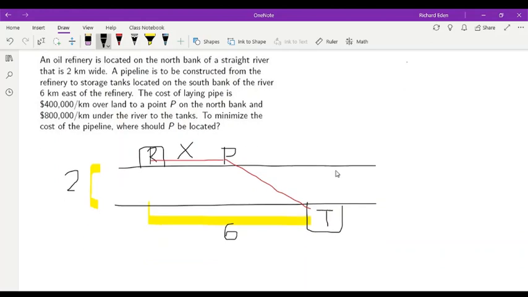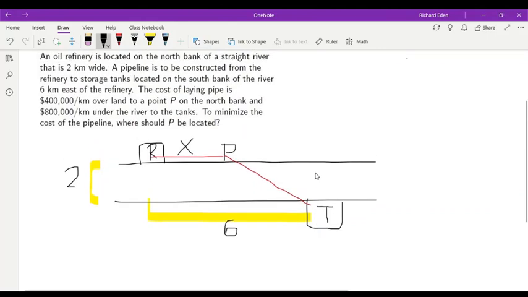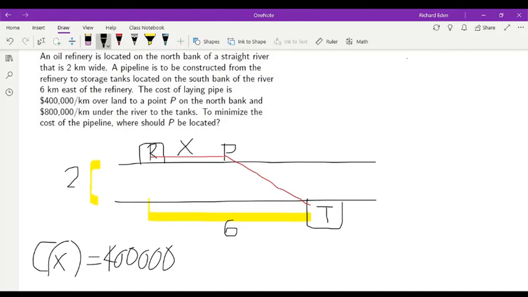And how that's going to help us as far as the cost is concerned is because then from R to P, if that's x kilometers, and it's $400,000 per kilometer overland, then part of the cost, C, which depends on x, the location of P, is equal to 400,000 times x. We still have to add the cost of the pipe system from P to T. So for that, we need to know the length of segment PT in terms of x.